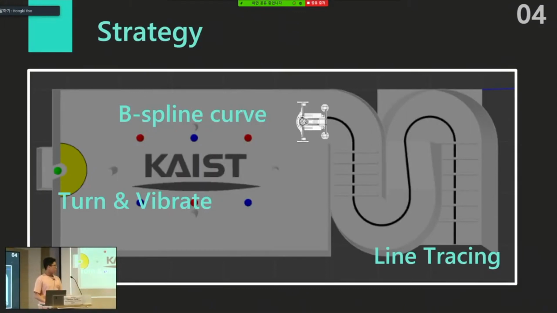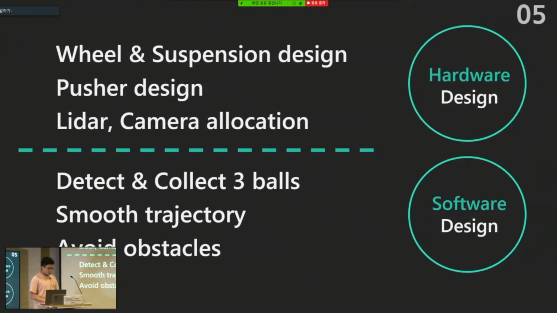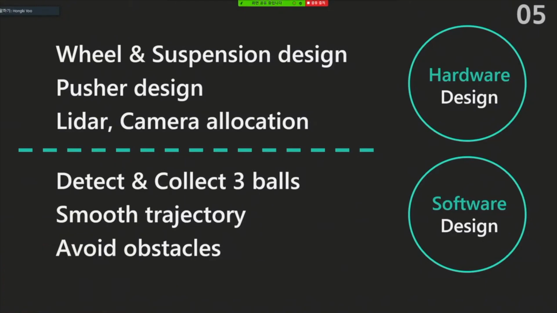We go through the entrance zone by line tracing. And then after we arrive in the point, we shoot the lidar to get initial position. And then we rotate to get the balls and pillars data. And then we draw a B-spline curve setting blue balls as waypoints. As we reach the goal point, we turn and vibrate to put the ball in every ball we collected.